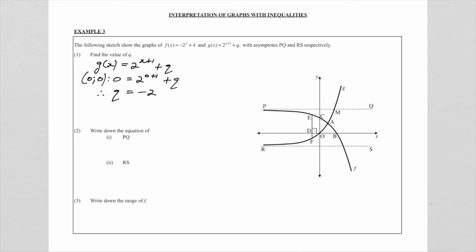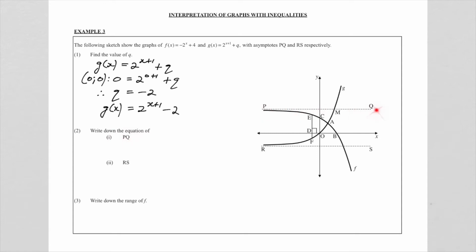I prefer always to finally write down the g(x) as well, because we're going to need it most probably later again: 2^(x+1) - 2. So that is now the equation of g(x). And the question was to find q, and we calculated that q will be minus 2. In the second question, they ask us for the equation of PQ.